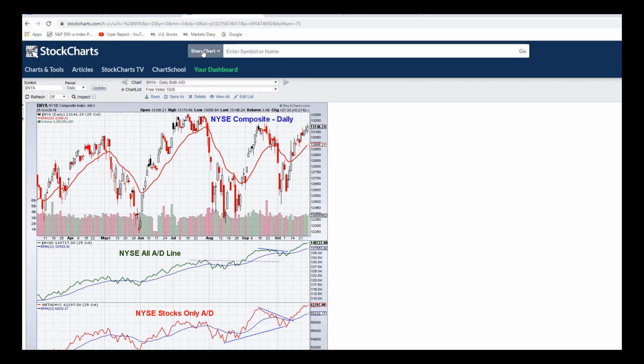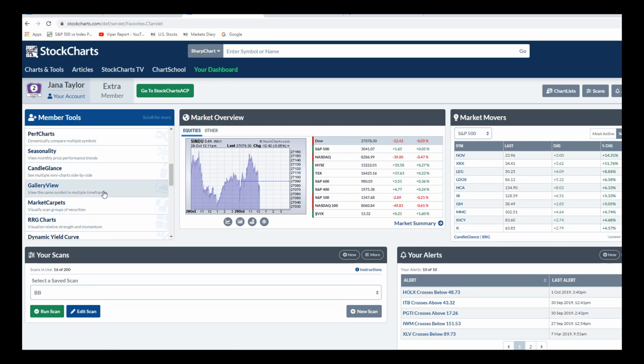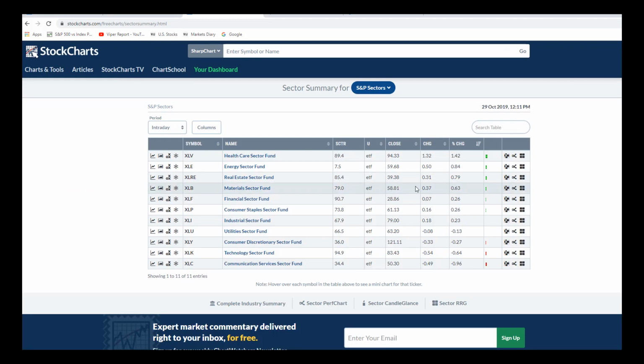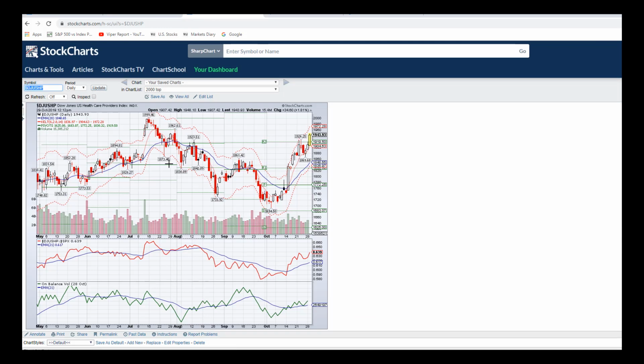Another one that I use quite frequently is to look at the sector analysis. So you can go back to StockCharts and say, okay, let's look at the sector summary. On this particular day and time, healthcare is looking pretty good, so I can click on the healthcare sector and find these subgroups. Today, medical supplies and healthcare providers are two of the best ones. We can click on this little SharpChart box here and see a chart of that industry group. That tells you the daily chart looks pretty bullish here.